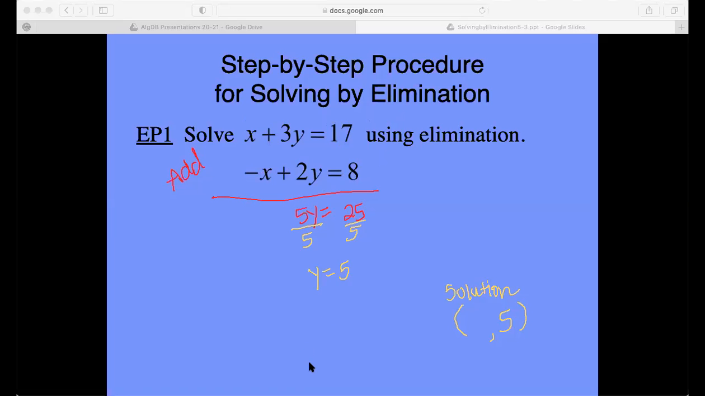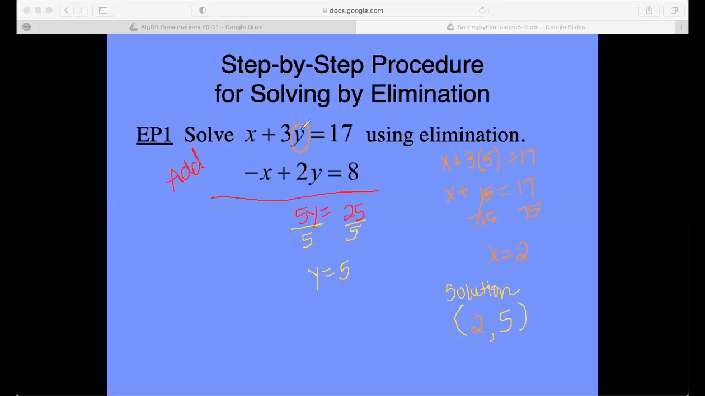So I'm going to grab a different color here. Let's go with orange. And I'm going to replace this y right here with 5. So this top equation is now x plus 3, but instead of y, I'm going to put in my y value, which is 5, equals 17. So I solve that equation, x plus 15 equals 17. Subtract 15 from both sides, and I get that x is equal to 17 minus 15, which is 2. So my solution is the ordered pair (2, 5).